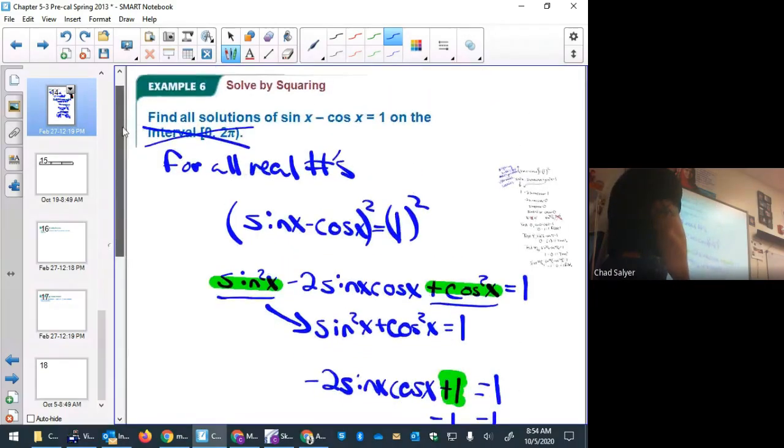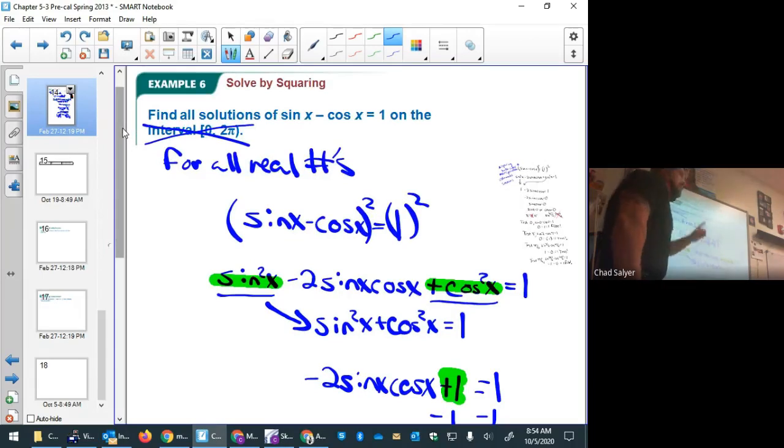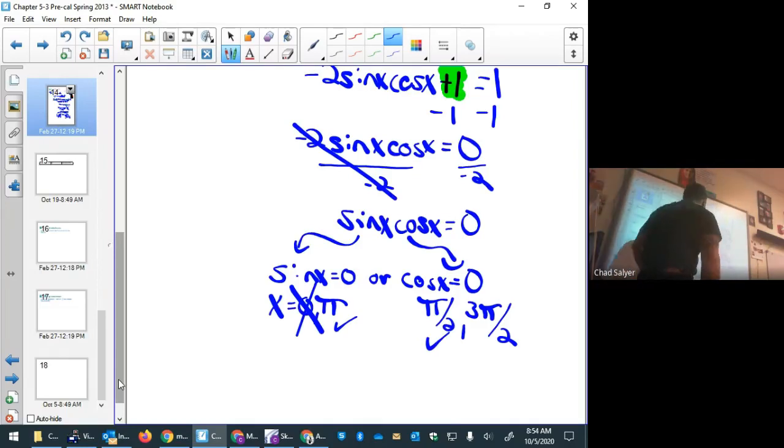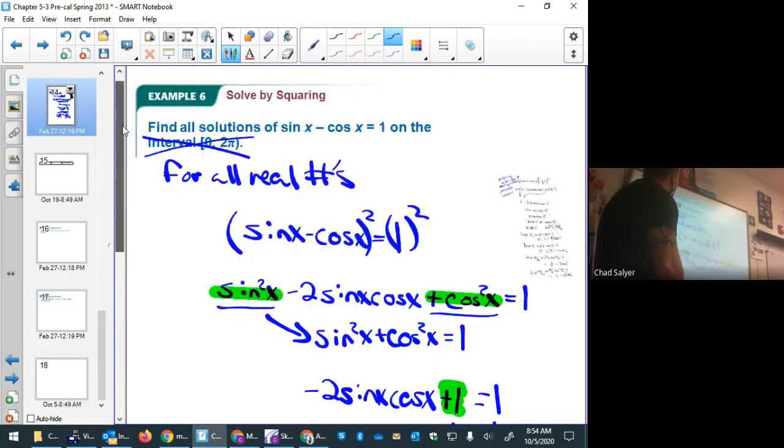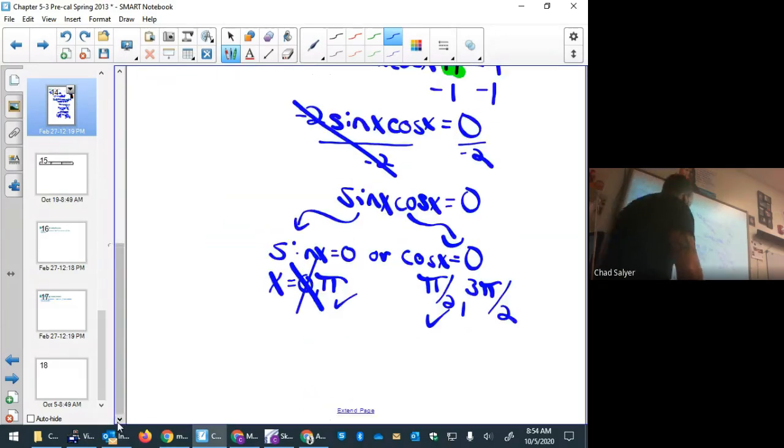Then pi over 2. So sine of pi over 2 is 1. Cosine of pi over 2 is 0. 1 minus 0 equals 1. 1 equals 1. True. So this one's true. And then 3 pi over 2. So sine of 3 pi over 2 is -1 minus cosine of 3 pi over 2 is 0. -1 minus 0 is -1. -1 equals 1. False. So pi and pi over 2 are our real solutions here.